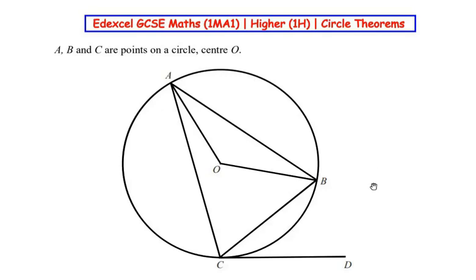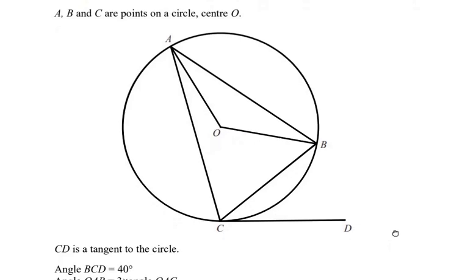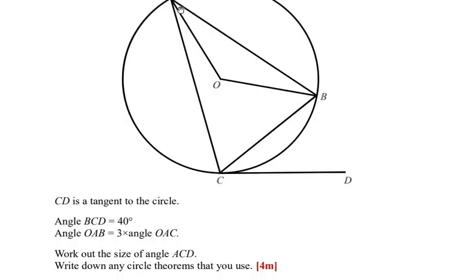In this video we are going to solve a question from Circle Theorems. A, B, C are points on a circle with center O. CD is a tangent to the circle. Angle BCD is equal to 40 degrees. Angle OAB is 3 times angle OAC. Work out the size of angle ACD. Write down any circle theorems that you use.